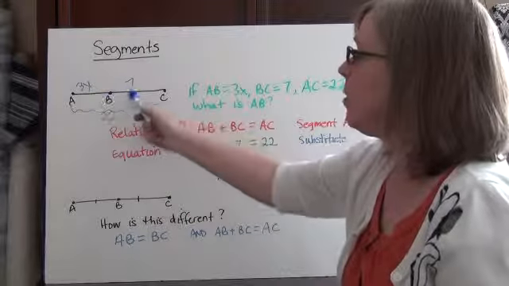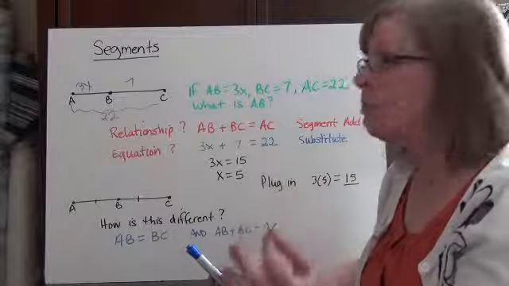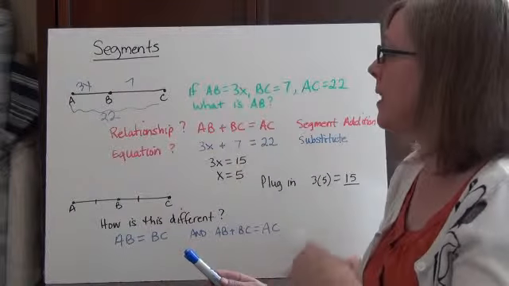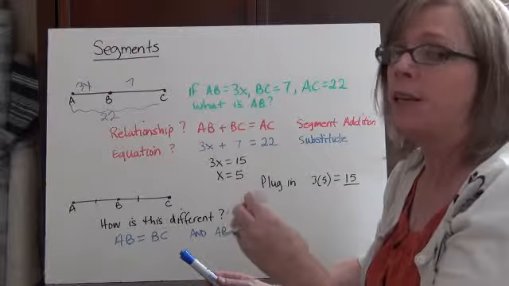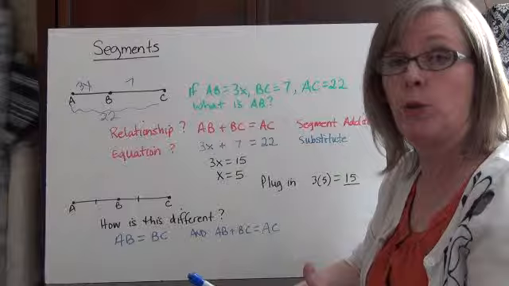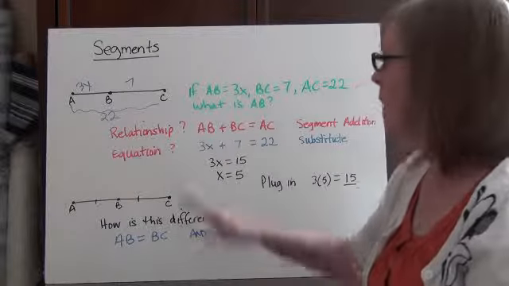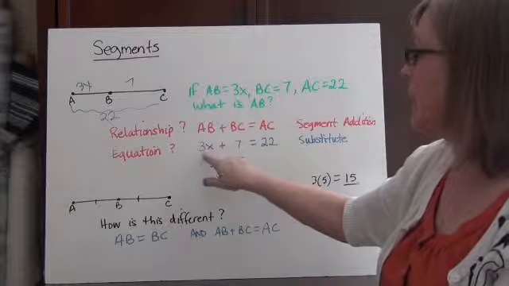Now, why didn't I set this equal to this? They didn't say that B was the midpoint. They didn't say that B bisected the segment. All they told me is that it's somewhere between. So you can't assume, unless there's some marking on it to tell you that they're congruent, don't make them equal. Okay? So the relationship is that I can add the parts to equal the whole. And that's exactly what I'm doing.